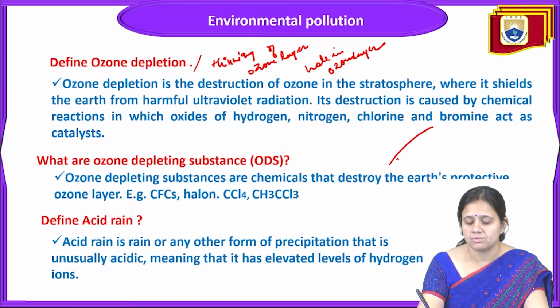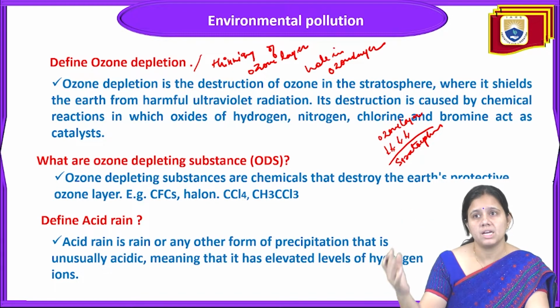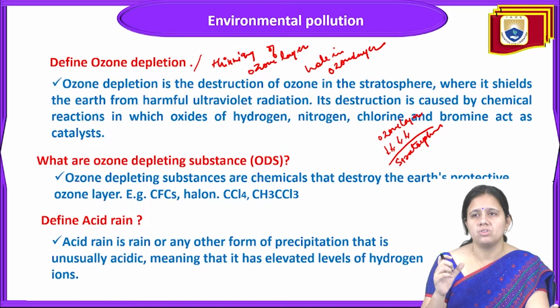In the stratosphere, you can see this is the stratosphere and one layer is there. This layer is called the ozone layer. And this layer acts as a shield against harmful UV radiation. Means much UV radiation is there above the stratosphere. So what this ozone layer does is act as a shield against this harmful UV radiation.